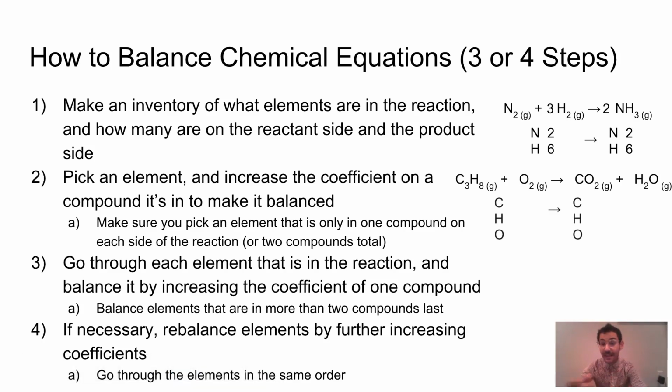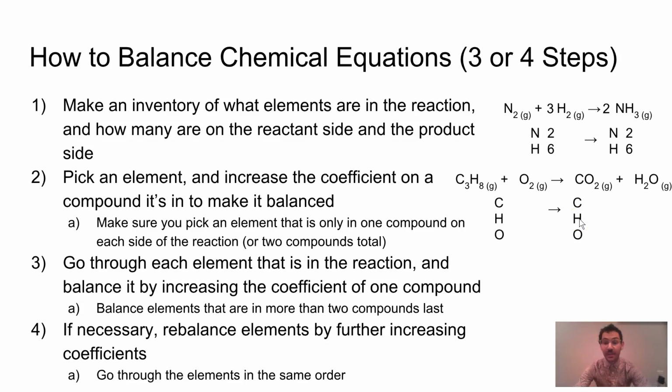First things first, let's make an inventory. I've got carbon, hydrogen, and oxygen on both sides of the equation. And it's also important to note that oxygen is in 1, 2, 3 places. So we're going to want to deal with oxygen last, once we've gotten carbon and hydrogen all balanced out.